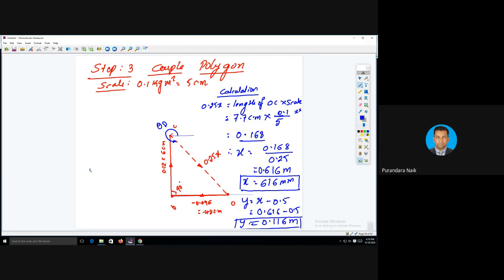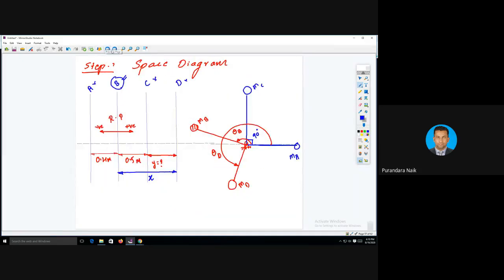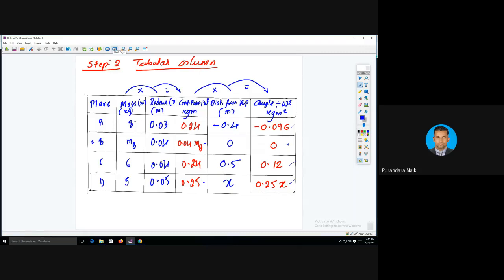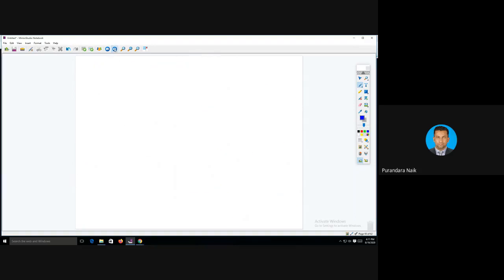Similarly, theta d. If you measure the angle theta d, we will get approximately 300 degree. See, this is how to find out the value of y. Next is the couple polygon. If you know the value of y and if you know the value of theta d, we can draw the centrifugal force polygon. So next step is step 4, force polygon.